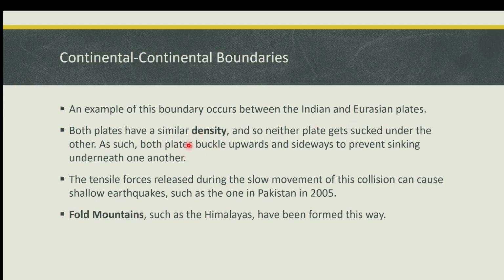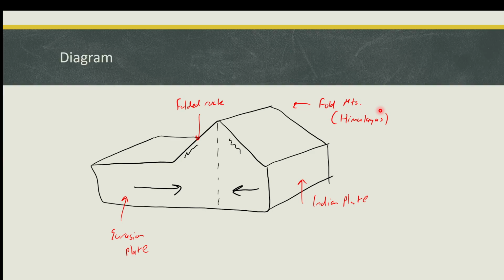Now, both plates actually buckle upwards and sideways to prevent either one from sinking. The tensile forces released during the slow movement of this collision can cause shallow earthquakes, such as one that occurred in Pakistan in 2005. A result of this is actually fault mountains, such as the Himalayas. So as you can see here, we have the two plates colliding, Eurasian and Indian. They buckle upwards, as you can see by this folded rock, and form fold mountains, such as the Himalayas.